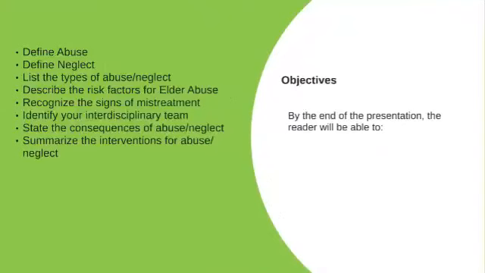The objectives: by the end of this presentation, you will be able to define abuse and neglect, list the types of abuse and neglect, describe the risk factors, recognize the signs of mistreatment, identify your interdisciplinary team, state the consequences of abuse and neglect, and summarize the interventions for abuse and neglect.